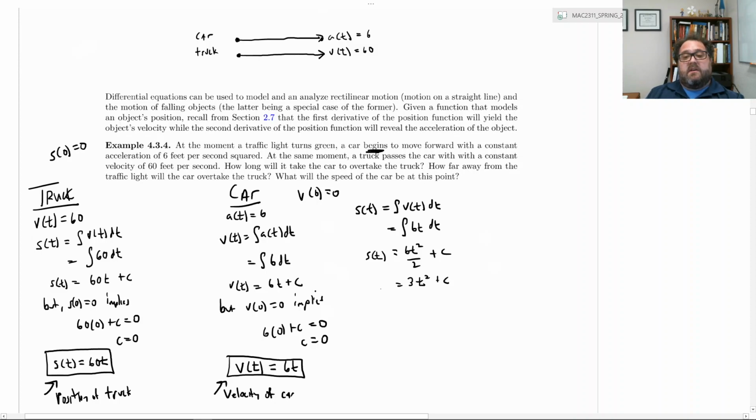Okay, but what is the initial position of the car? Well, just like the car and the truck were underneath the stoplight at the moment it turned green, and the position we're measuring is the distance away from the stoplight, that tells us that S of 0 equals 0 also for the car, which implies that 3 times 0 squared plus c has to equal 0, which of course implies that c equals 0. So the final position function of the car is just going to be 3t squared.